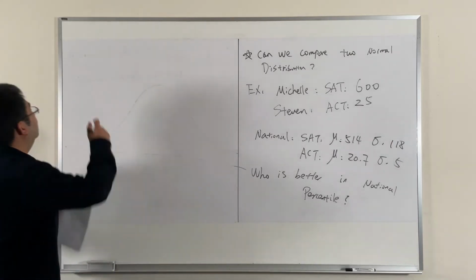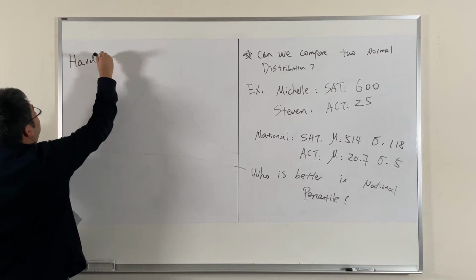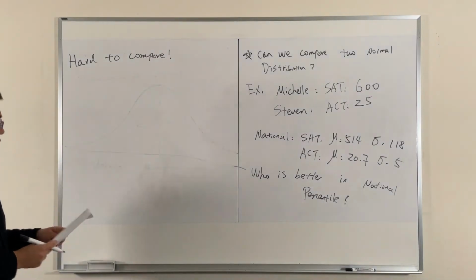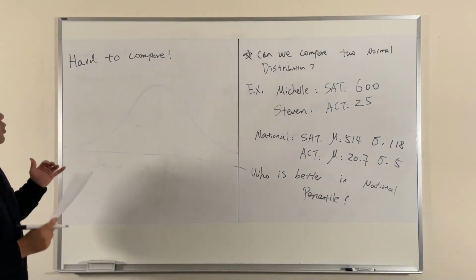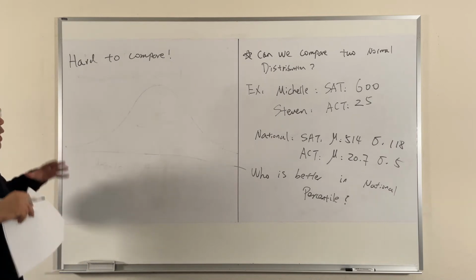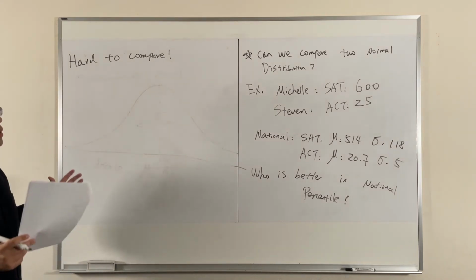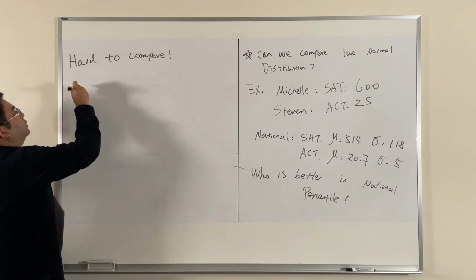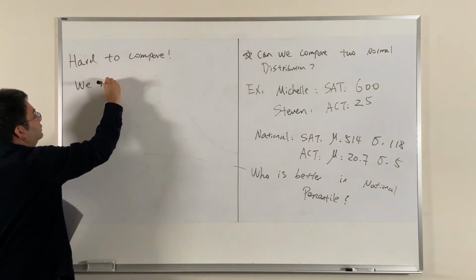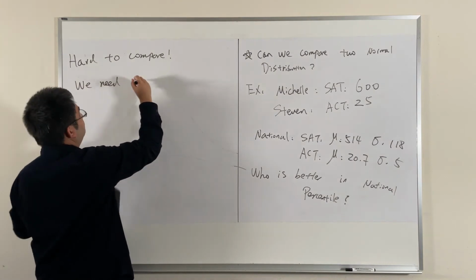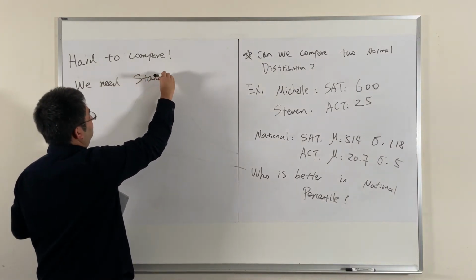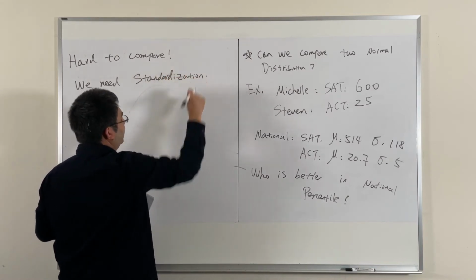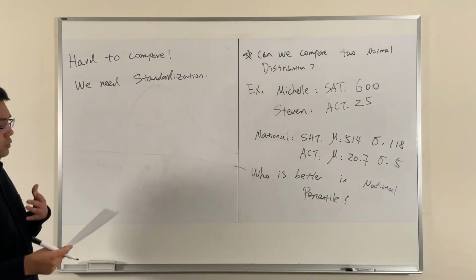Okay, so it's hard to compare. So we need a way for us to be able to compare these two, or in general, to help us compare between different normal distributions. So we need standardization, right? So we need to standardize all the normal distributions for us to compare them.